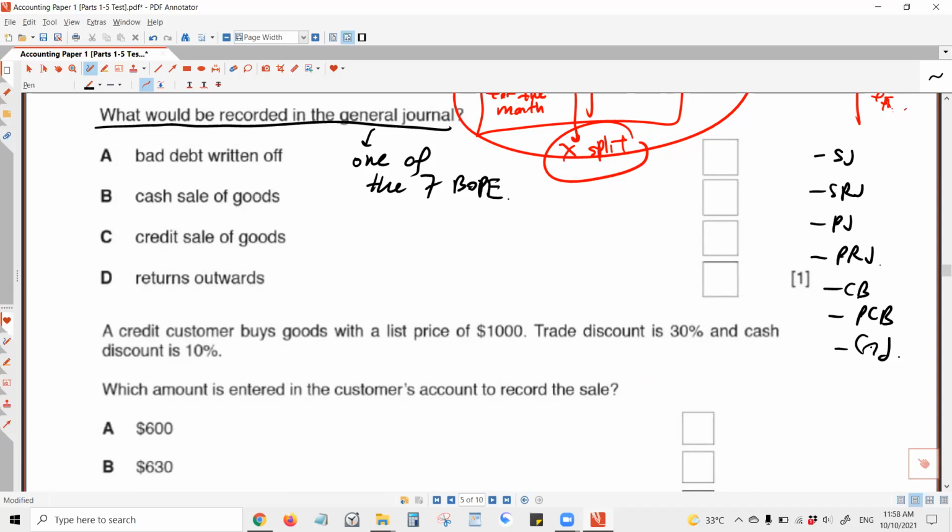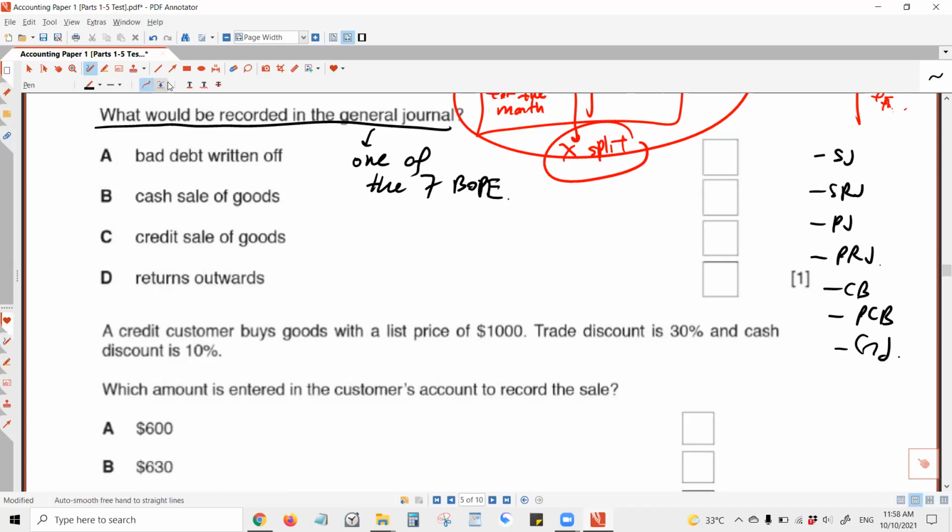Certain questions in Paper 2 may ask you, what is the book of prime entry that is used to record something? So if you don't even remember what the 7 books of prime entry are, or cannot even remember that this term exists, then for sure you would answer wrongly.